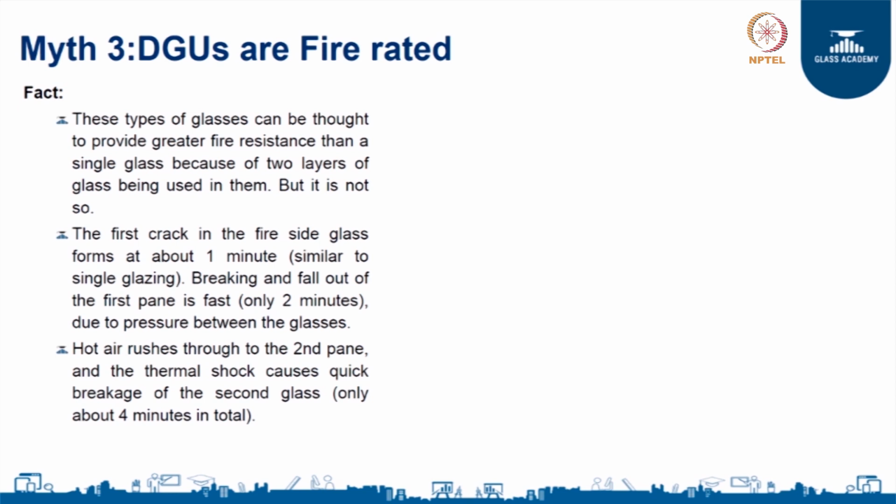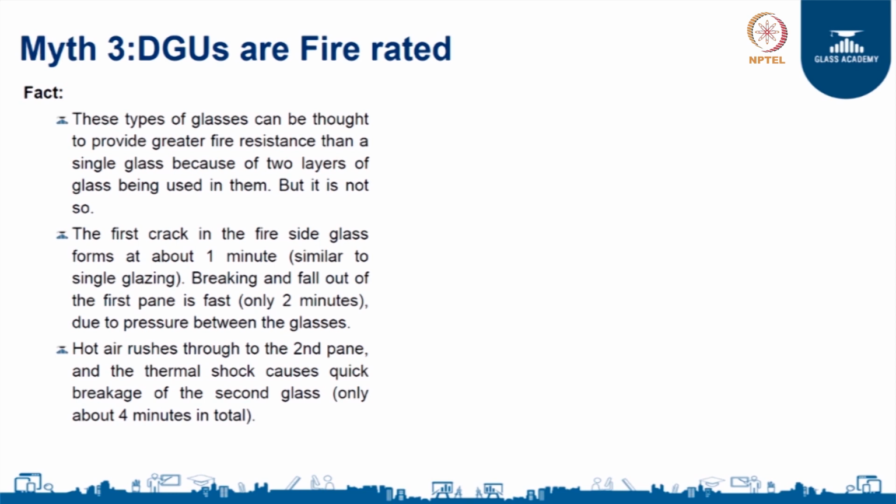We all know what a double glazed unit is. It comprises two pieces of glass which are combined to form a single unit with an air gap in between. So it's only bound to create a misconception that if you have two pieces of glass one behind the other, then the fire resistance of the two glasses add up to each other, and then you achieve a greater fire resistance. But it is not the case.